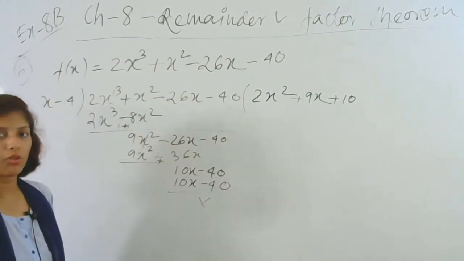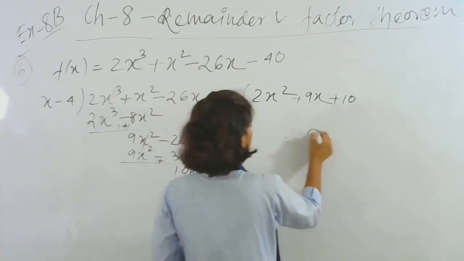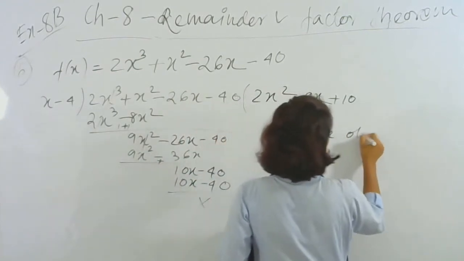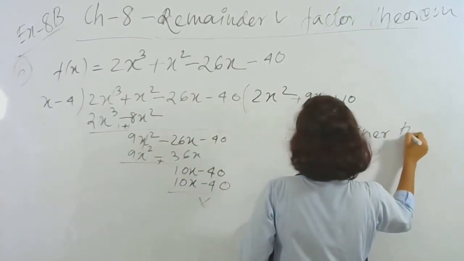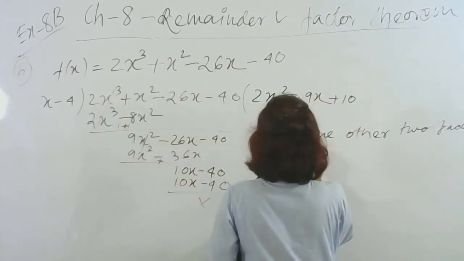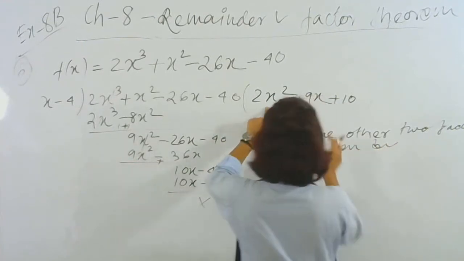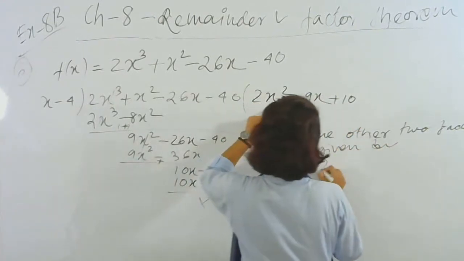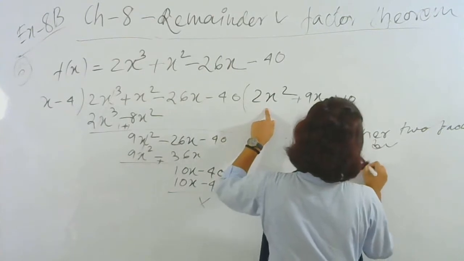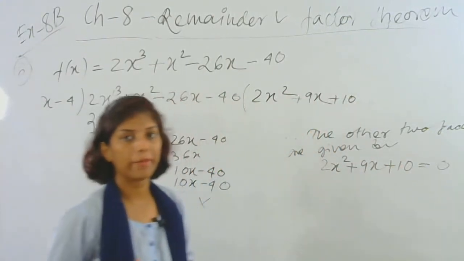So the other two factors will be given from here. Therefore, the other two factors are given by the quotient; I'll make this equal to 0. So this will give you the other two factors. Now here what will we do? We'll try to do middle term factorization.